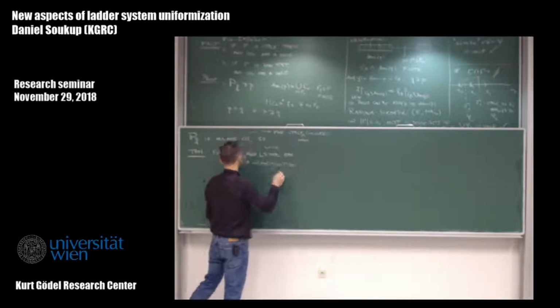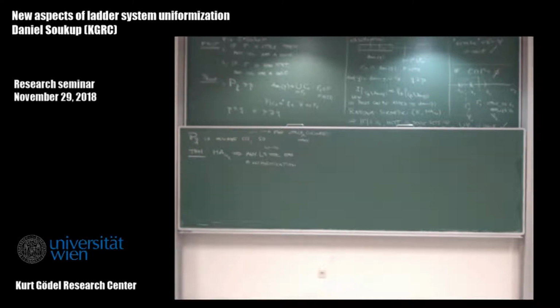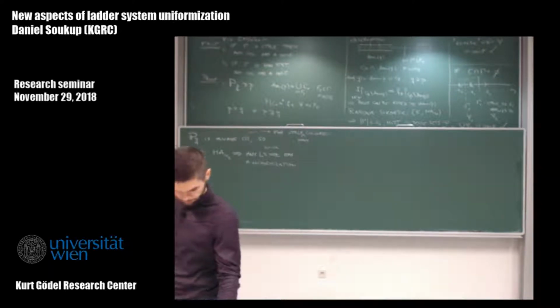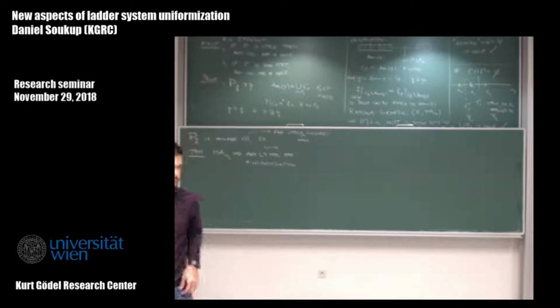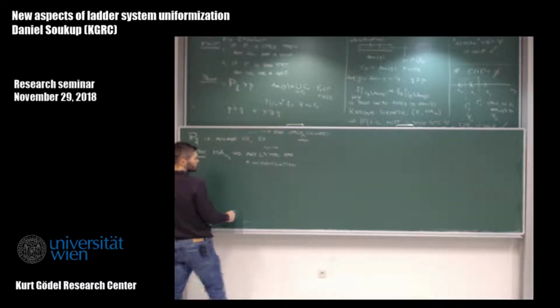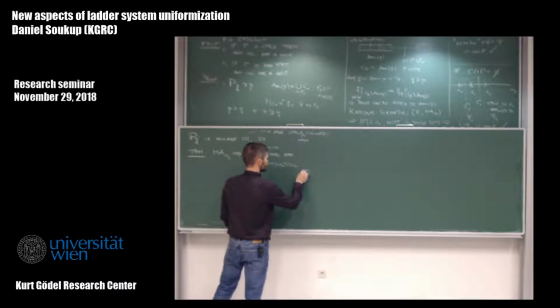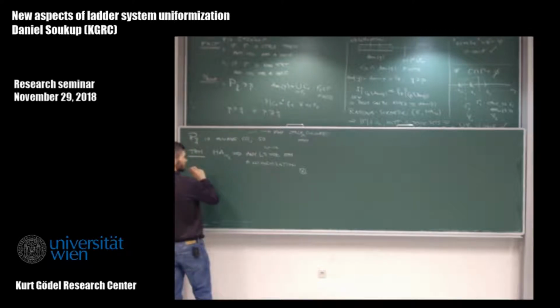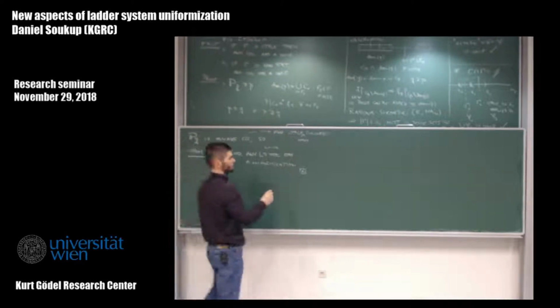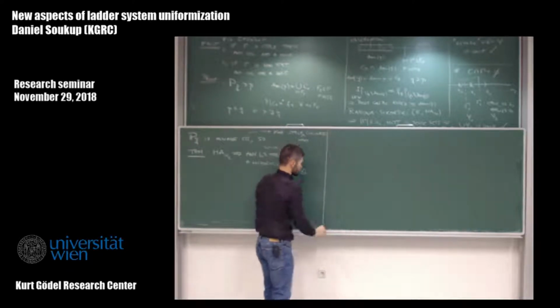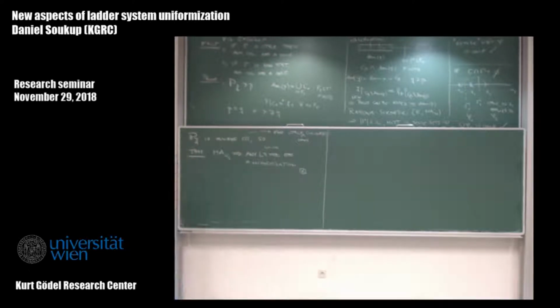Okay, so the base of the ladder can be anything. It can be stationary. It can be club. It can be a whole of omega 1. Any ladder system coloring will have a uniformization. I'm not proving that the forcing is CCC, but it is. Any questions?